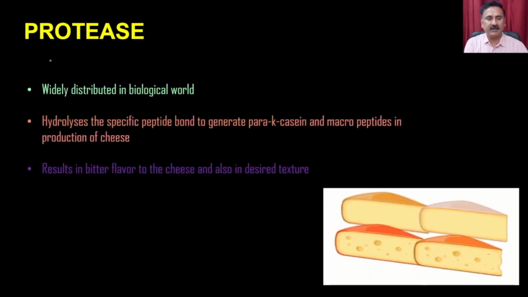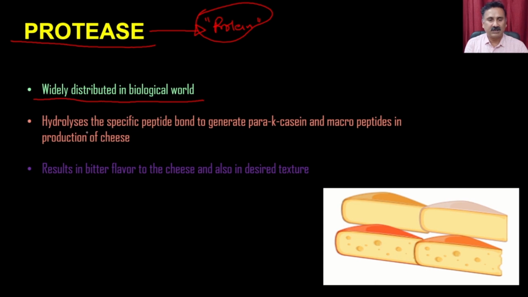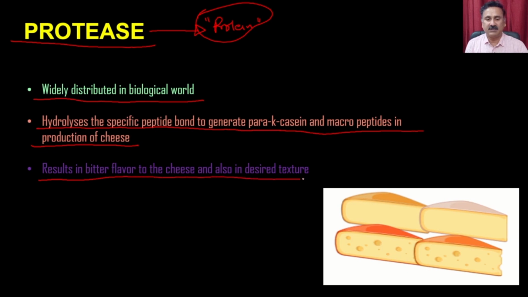Then we have the protease. You know the role of protease: it is required for degradation of protein. The enzymes which degrade proteins are called proteases. It is widely distributed in the biological world, and hydrolyzes a specific peptide bond to generate para-kappa-casein and macropeptide in the production of cheese, and it results in a bitter flavor in the cheese and also in desired textures. You can have different types of proteases.